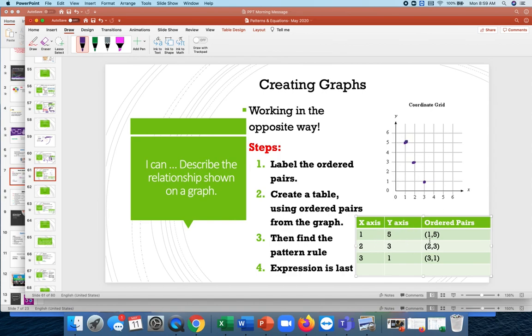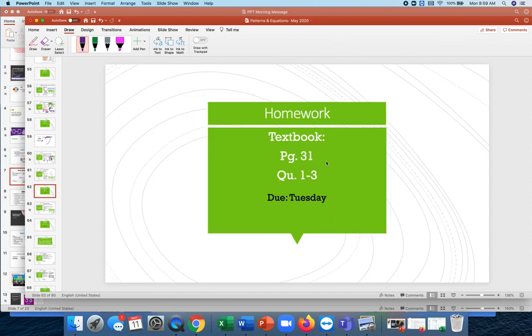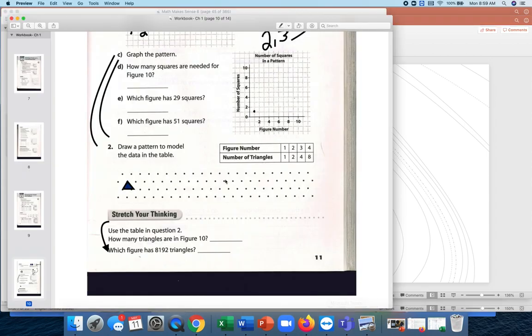Sometimes they're going to ask you to do the table first, then make the graph, or maybe they're going to give you the graph and they're going to say find the ordered pairs from the graph. So that's actually it. This is your homework for today. It's just page 31, questions 1 to 3 in the textbook. Okay, I'll show this to you.